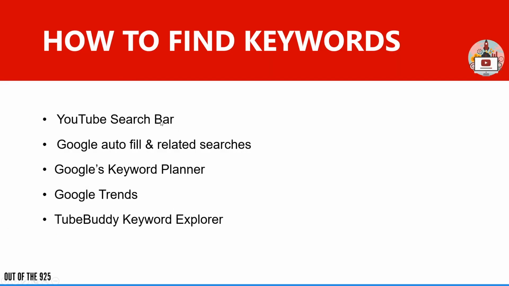Alright, so that's the Keyword Explorer, one of the tools that you can use. YouTube search bar, Google's autofill and related searches, Google's keyword planner, Google Trends, and the TubeBuddy Keyword Explorer. All are great free tools for you to find great keywords for your channel.